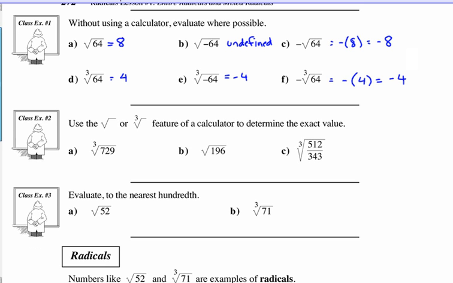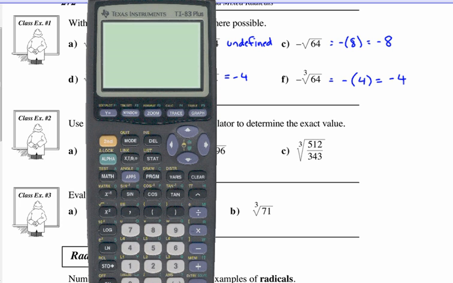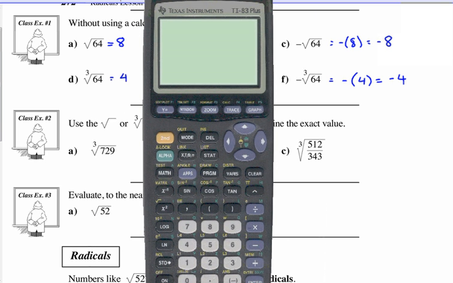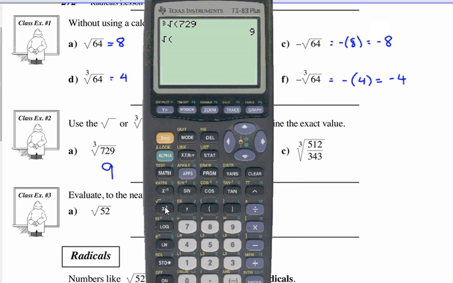On your calculator, let's review where these buttons are. The square root button is second, x squared. And the cube root is math, number 4. Math 4. So that's where we find those buttons. The first one, the cube root of 729: I push math 4, 729, and that gives you 9. Square root of 196, I would go second, x squared, 196. That gives me 14.